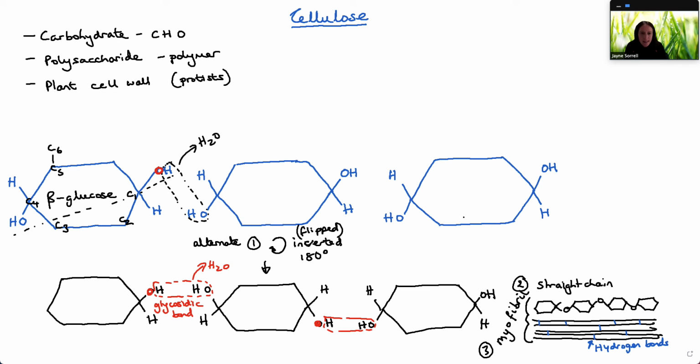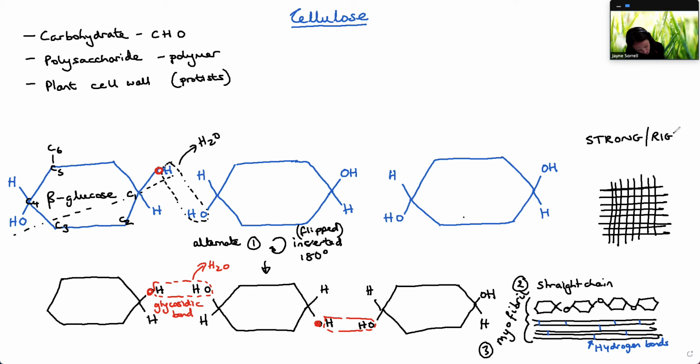Now cellulose isn't just one myofibril. You will have multiple myofibrils. So let's say there's one myofibril, there's another myofibril, another one, another one, another one, another one in the cell wall, and they're also at 90 degrees to each other. So it forms this very, very strong structure. So the structure allows the function. The function of the cell wall is to be very strong and very rigid.